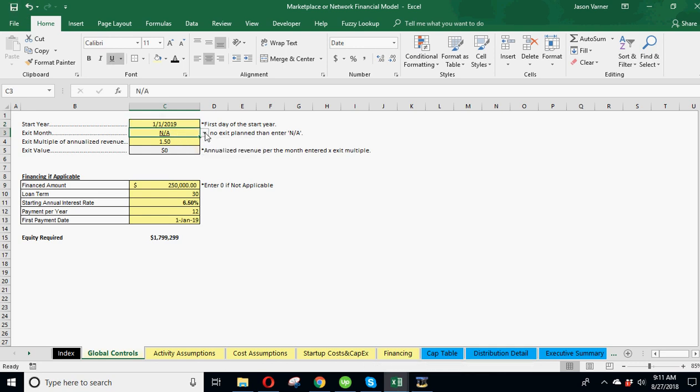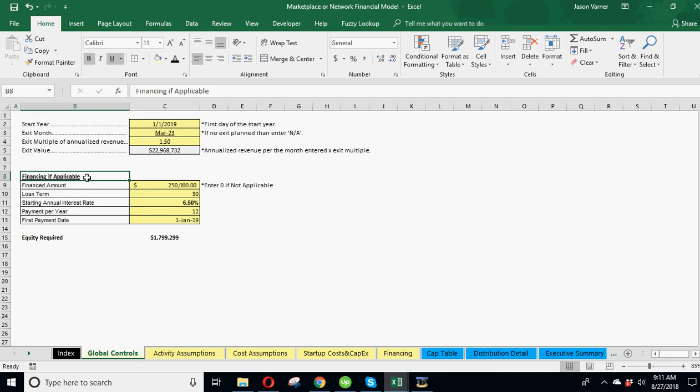Next is the exit month. So you might not have an exit. Now an exit means, like if I pick March here, 2023, it means you're selling the business. And then you could do some revenue multiple, and this is going to give you that multiple here of exit value.